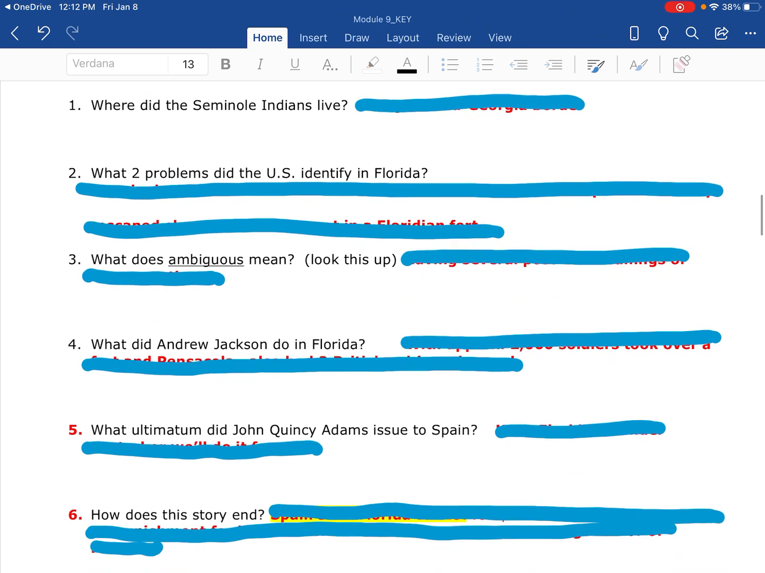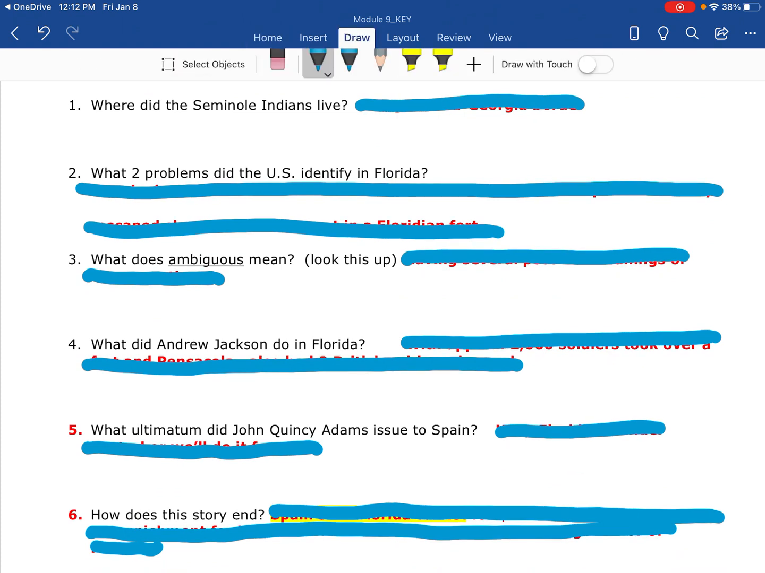So number 1, where did the Seminole Indians live? They lived along the Florida-Georgia border. If you know anything about college sports, for example, the mascot for Florida State University is the Seminole, and you may have heard of that before. That is why, because the Seminole Indians are from the Florida area.